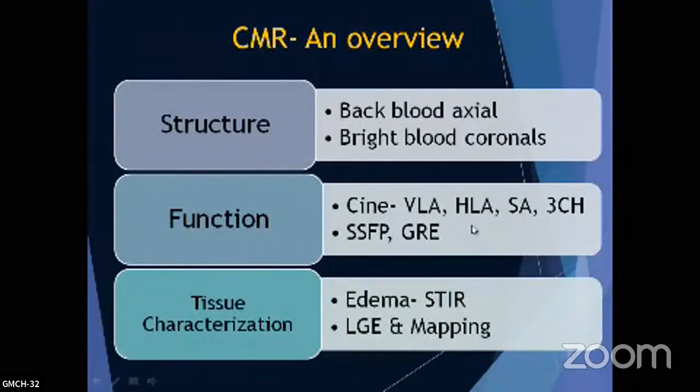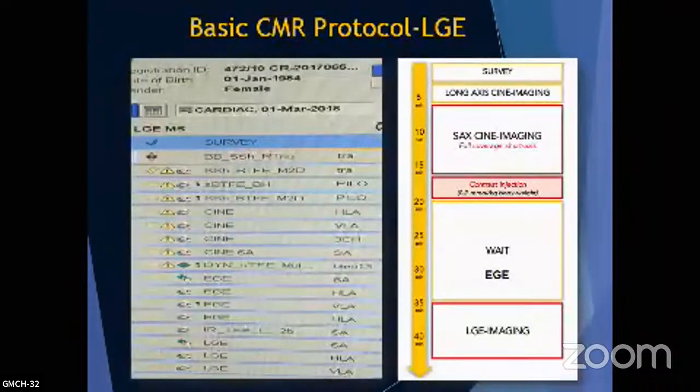Okay, so what are we looking for in CMR, what are our goals? When we talk of goals of CMR, we are looking for three things. We are looking for structure, we are looking for function, and we look for tissue characterization. And we have different pulse sequences for all of these. And all these things have to be done in the true planes of the heart, not in the planes of the body, axial, coronal, and sagittal.